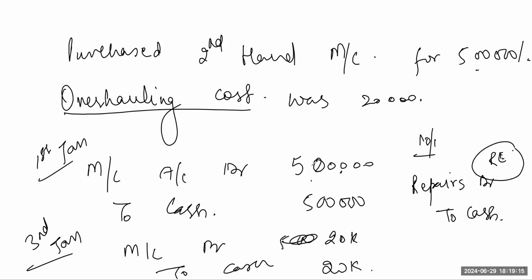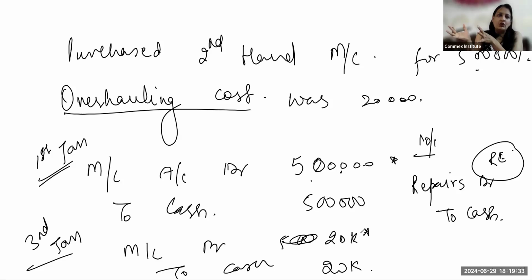Because the significance of adding this in this cost is I'll be charging depreciation on 5,20,000 and not 5 lakh. That is why we call it capitalized. We keep on adding to the asset cost only, because the depreciation will be on the total cost, but not on the revenue expenditure.